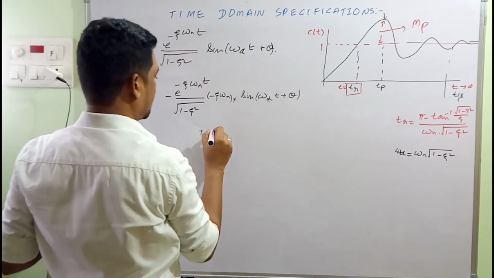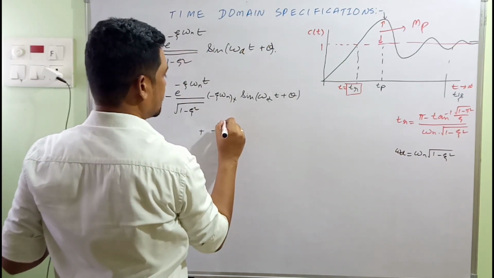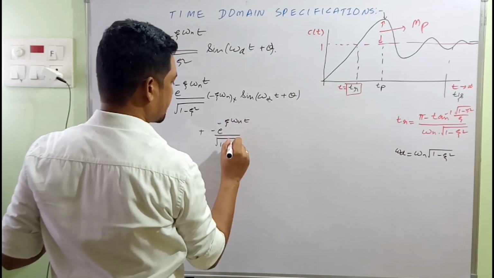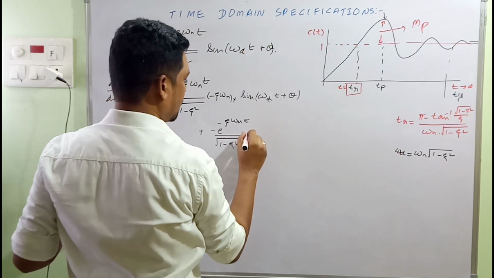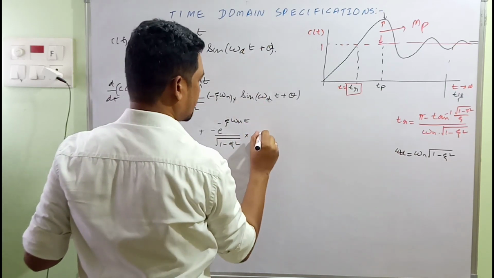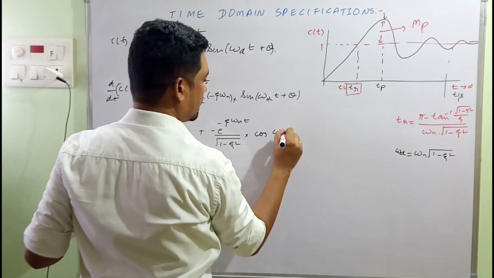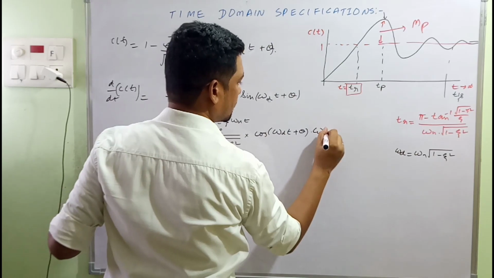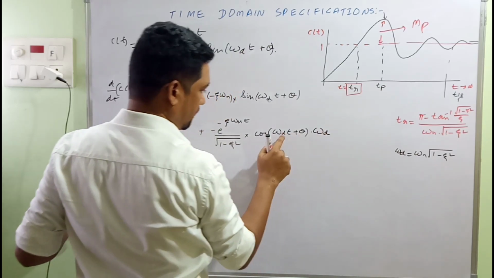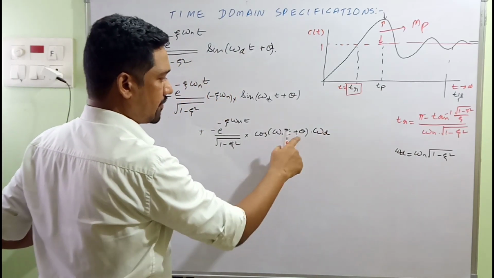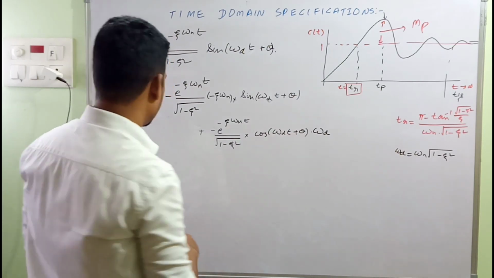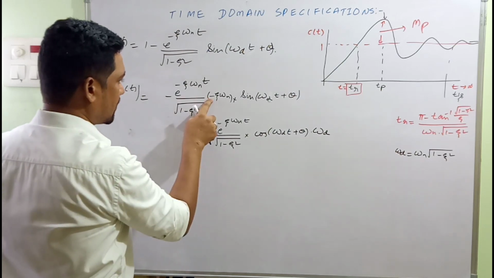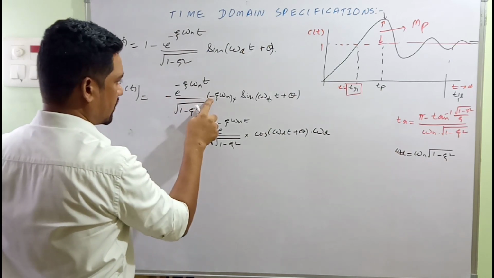Omega d t plus theta, and plus the derivative of the second function. The first function comes as it is, minus e raised to minus zeta omega n t by under root 1 minus zeta square, into the derivative of the second function, which is cos omega d t plus theta into omega d, because we have to obtain the derivative of this one with respect to t, isn't it?